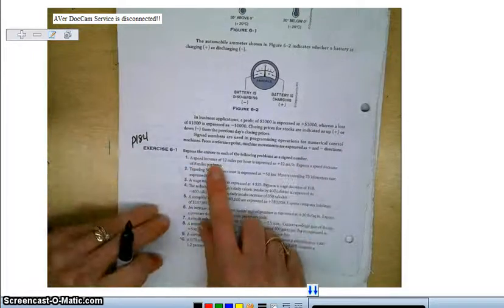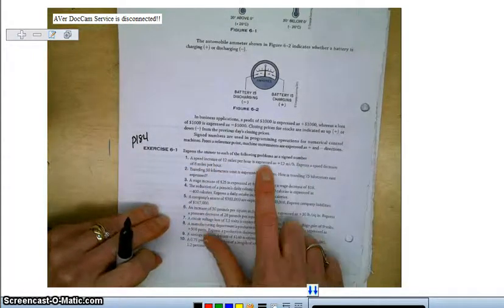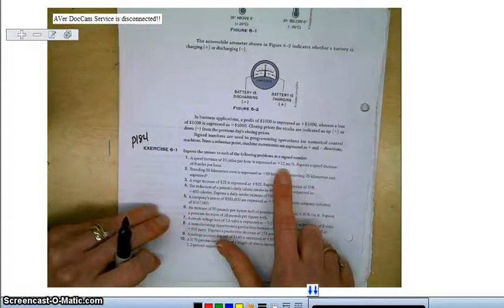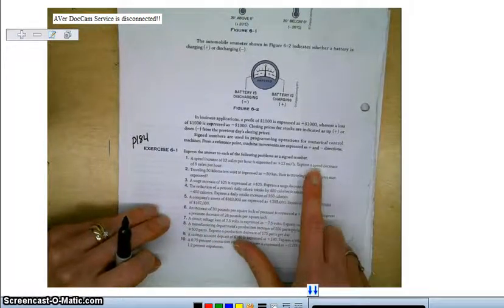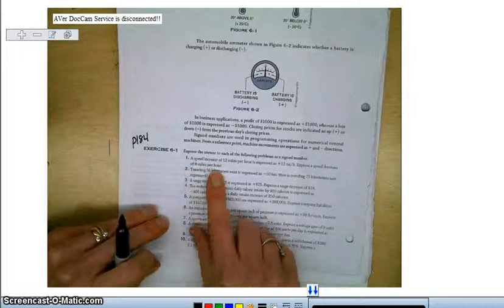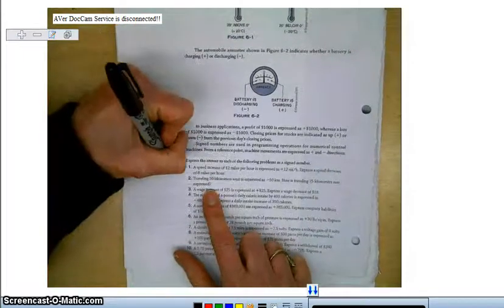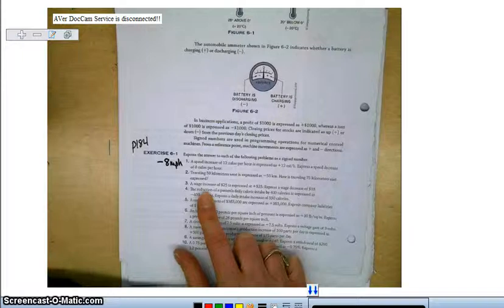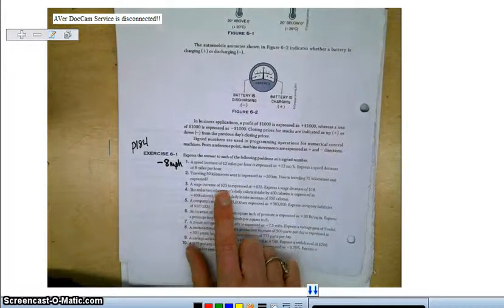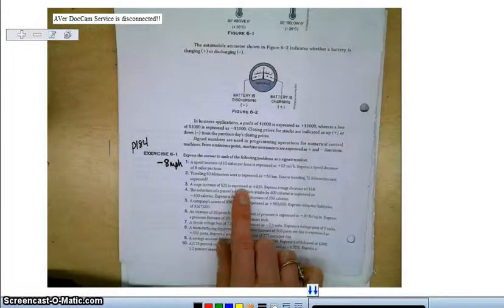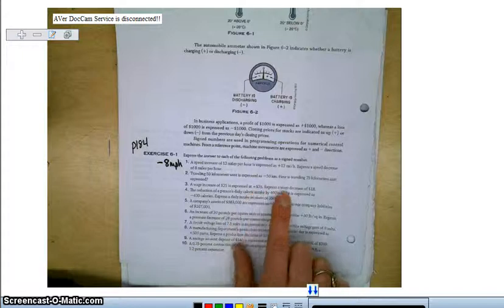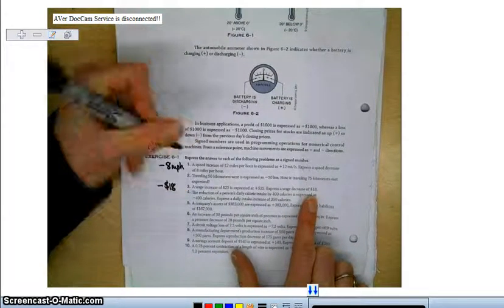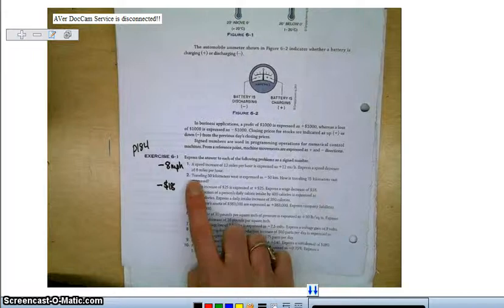A speed increase of 12 miles per hour is expressed as positive 12 miles per hour, and I would be fine with just 12 miles per hour. Express a speed decrease of 8 miles per hour. Decrease means negative, so that would be negative 8 miles per hour, and that's how you'd write that. And then a wage increase of $25 is expressed as plus 25. Express a wage decrease of $18, so negative $18.